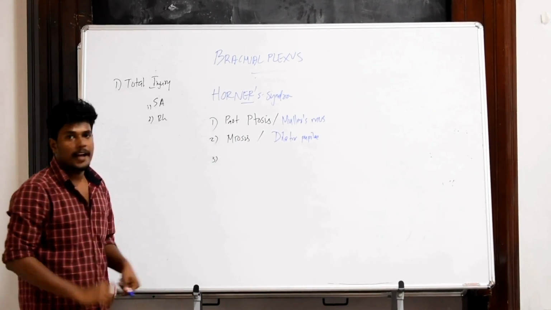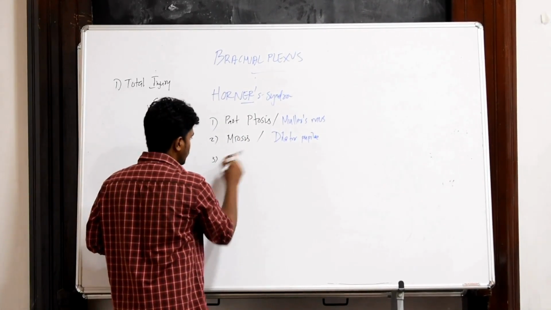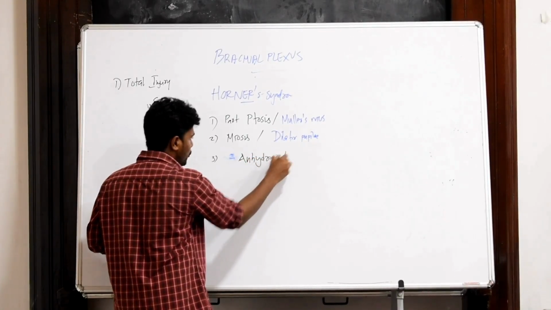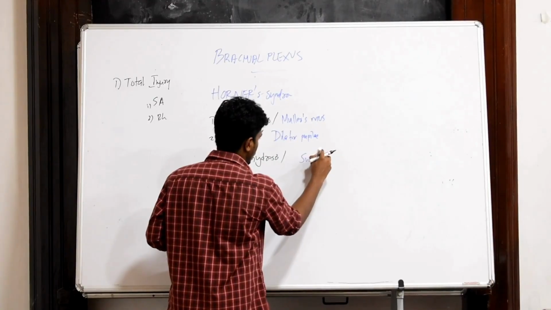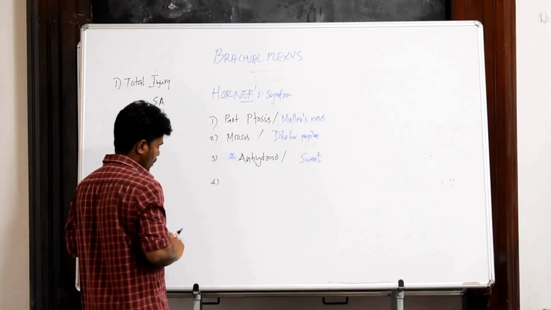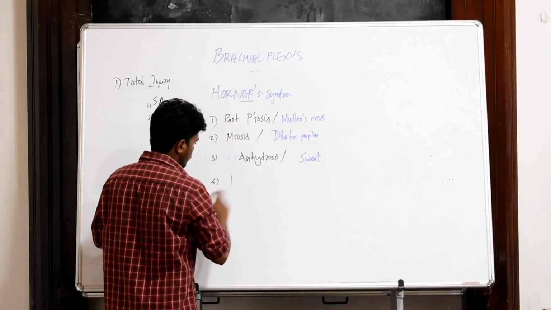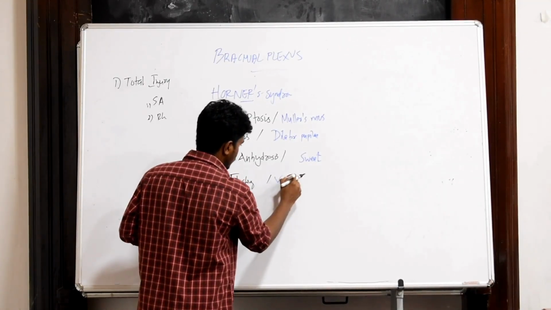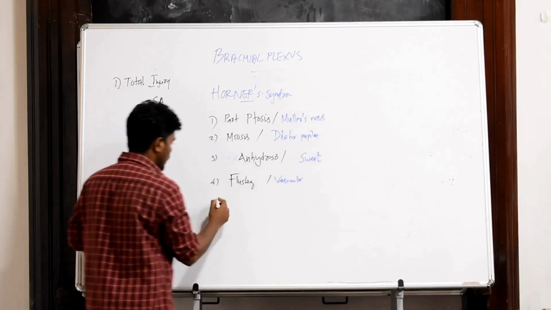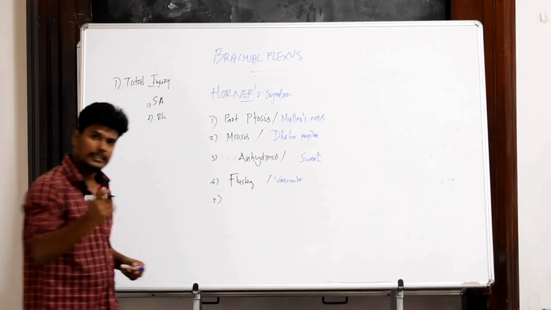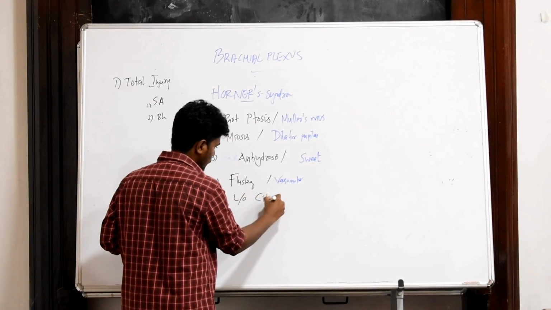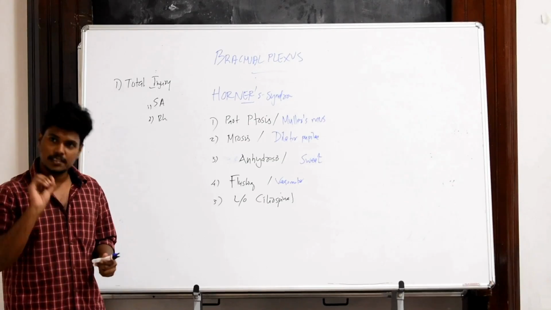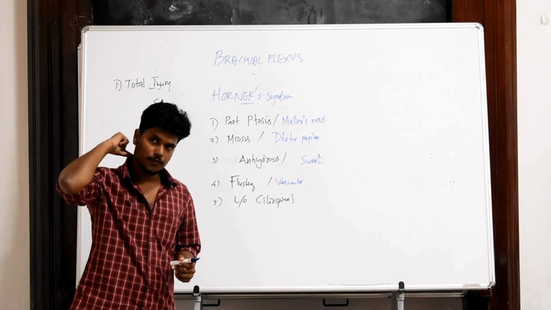Next, we will have anhidrosis or absence of sweating due to damage to the pseudomotor supply. We will have flushing in the face due to vasomotor problems. And finally, there is loss of ciliospinal reflex. Ciliospinal reflex is actually the constriction of the pupil by the pinching of the skin of the nape of the neck.